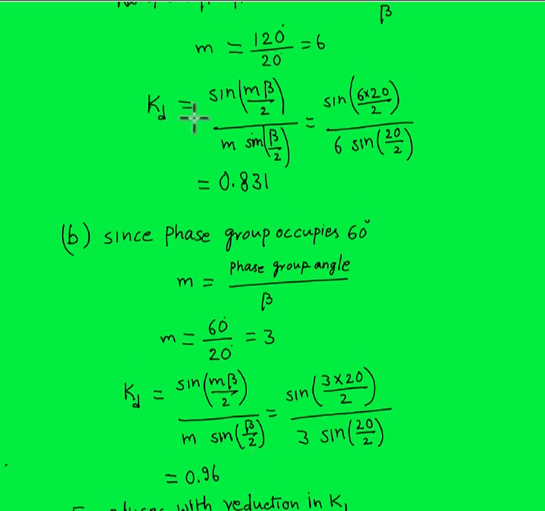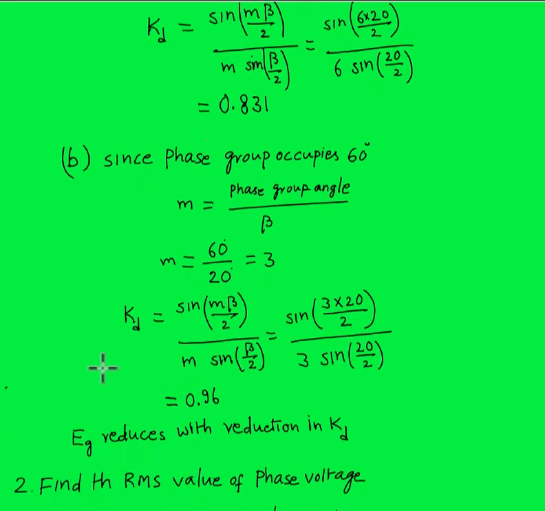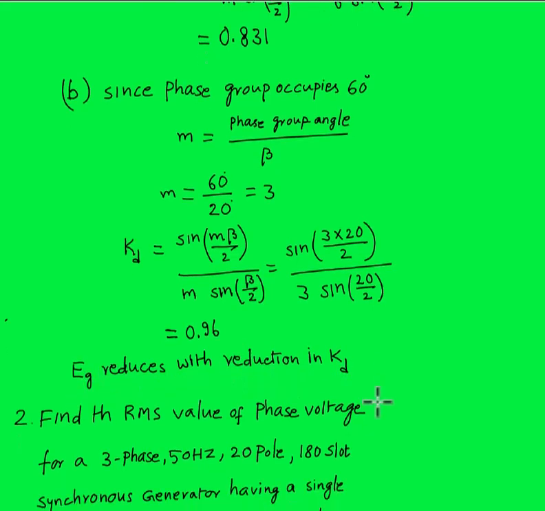So when the distribution factor is 0.831, the generated EMF will be less because the EMF is 4.44 phi f T and distribution factor, that is Kd. So when the Kd value is less, automatically the generated EMF is also less. If the Kd increases, then the value of generated EMF per phase also increases. So EMF reduces with reduction in the Kd.